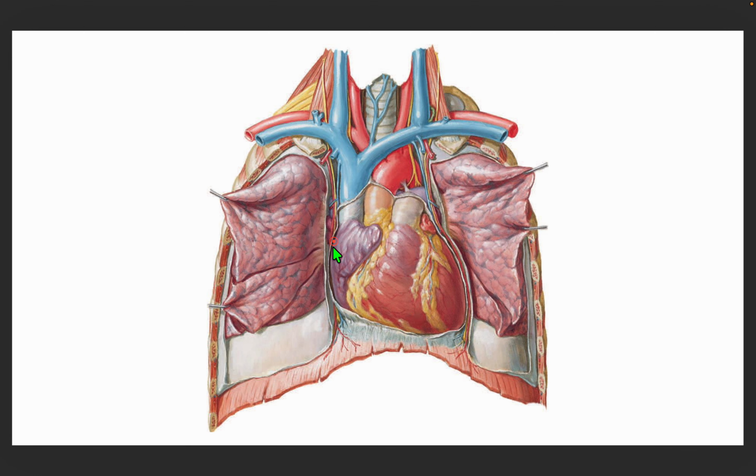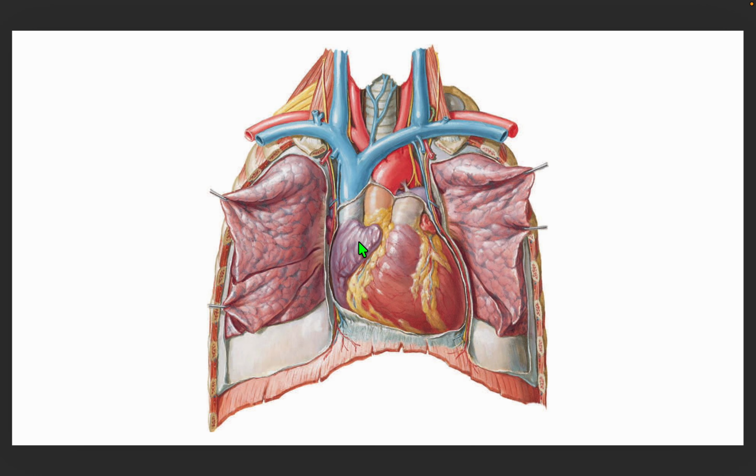This is the right border of the heart, and this is the inferior border, and this is the left border of the heart. We can identify the apex of the heart over this area. Now we will focus on the right atrium, which is located over here. We can identify the color difference very easily.